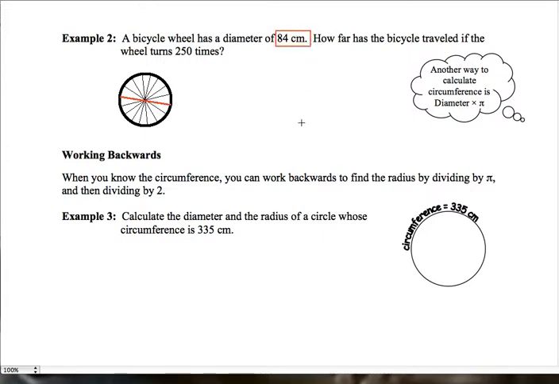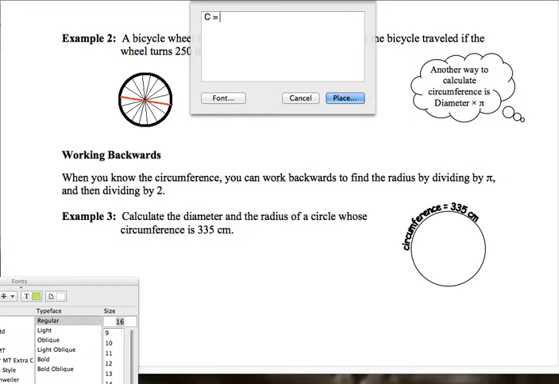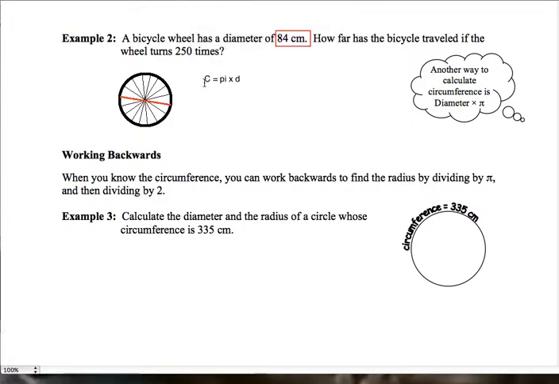So if the diameter is 84 centimeters, and I want to know how far it's gone if the wheel turns 250 times, then that means it's going to go as far as 250 circumferences. So let me just find the circumference of this and multiply it by 250, right? Okay, let me start by finding the circumference. Circumference of this is going to be, since I have the diameter here, I'm going to use this formula, pi times the diameter. And if circumference is pi times diameter, I got my formula all laid out here.